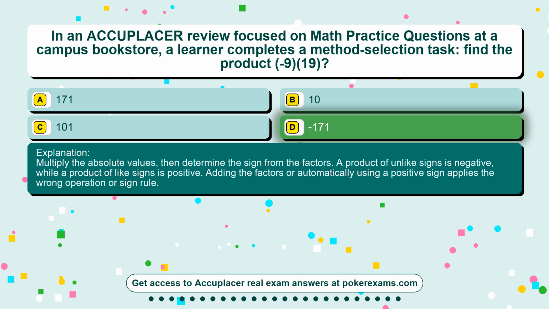Multiply the absolute values, then determine the sign from the factors. A product of unlike signs is negative, while a product of like signs is positive. Adding the factors or automatically using a positive sign applies the wrong operation or sign rule.